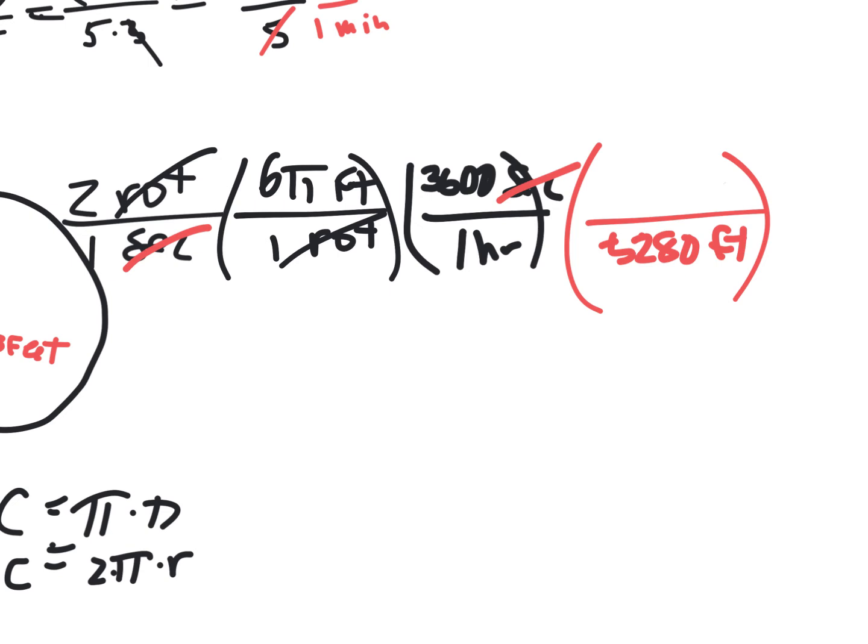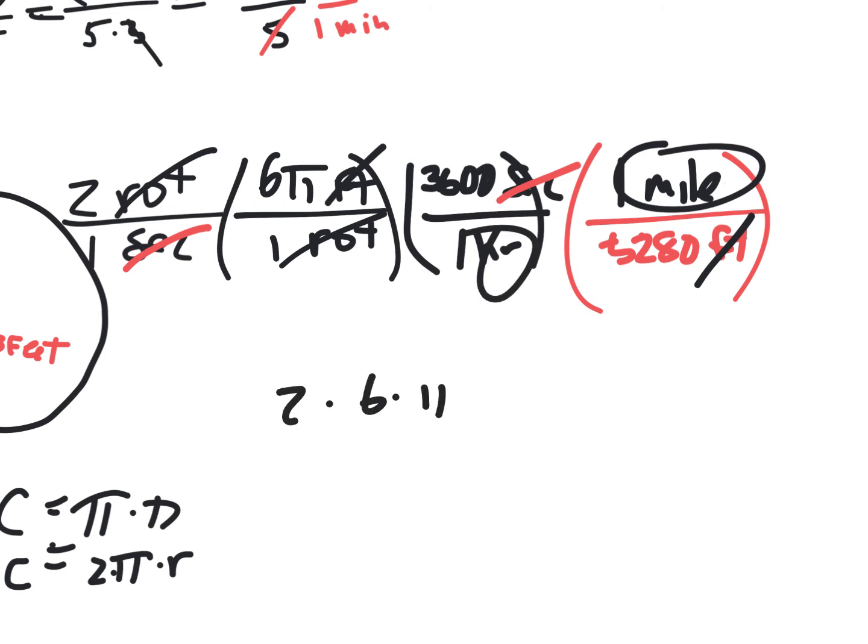Okay, so this does cancel with the other feet. So now I'm down to, well, I better put what it is, 1 mile. I got miles per hour, but I got to simplify. 2 times 6 times pi, I sometimes forget that, times 3,600, all over 5,280.